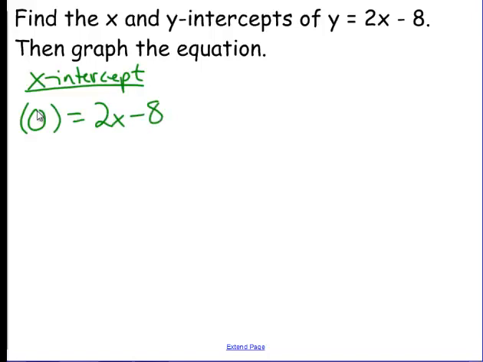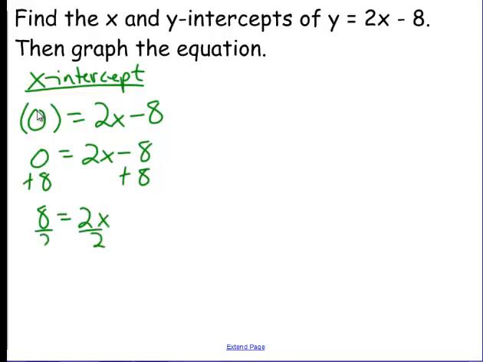This is a little trickier of an equation to solve, but we can definitely do it. So 0 equals 2x minus 8. Cover-up method says to cover up the 2x. So I'll add 8 to both sides. So 8 equals 2x. Divide by 2, divide by 2, and we have an x-intercept of 4. That's our basic idea as far as finding the x-intercept.